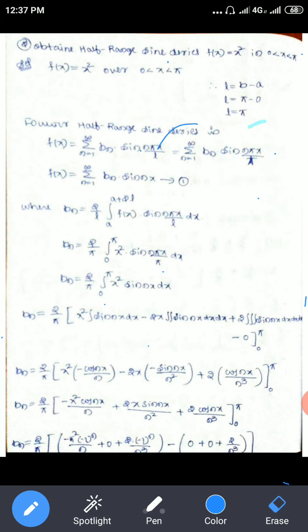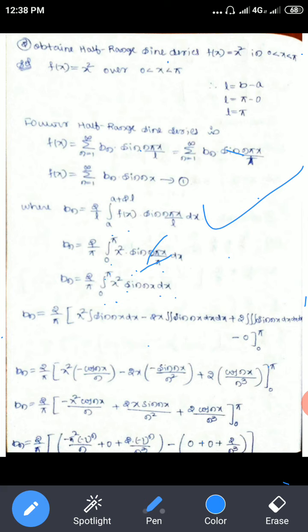Therefore Bn is 2 by L. So what exactly is the formula for Bn? That is 2 by L integral a to a plus 2L of f of x into sine n pi x divided by L. This is a general formula. So L is pi, 2 by pi integral 0 to pi, f of x is x square into sine n pi x divided by L, L is pi, into dx. So this pi gets cancelled: 2 by pi integral 0 to pi x square sine of nx dx.